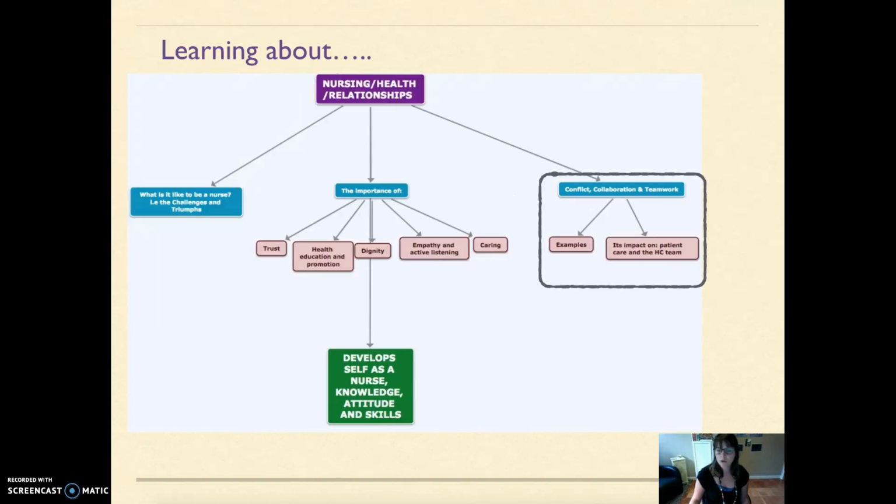caring. Or you may want to explore a particular example we saw in practice of conflict, collaboration, or teamwork, and looking at its impact on patient care and the healthcare team. By examining these concepts, it helps develop us as nurses and develops our knowledge, attitude, and skills.